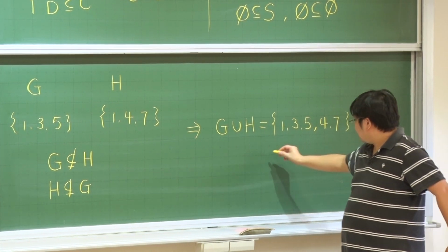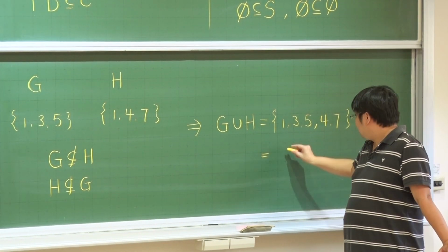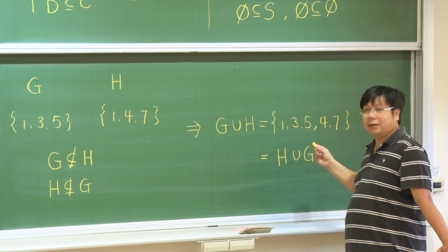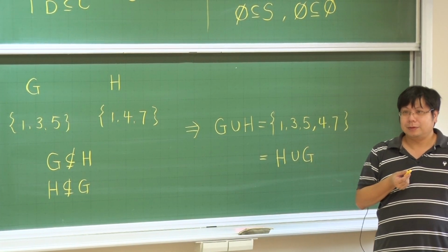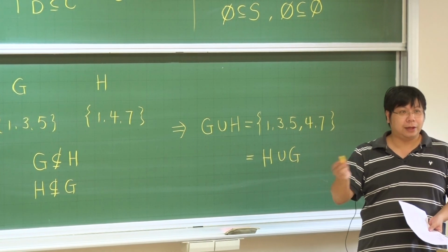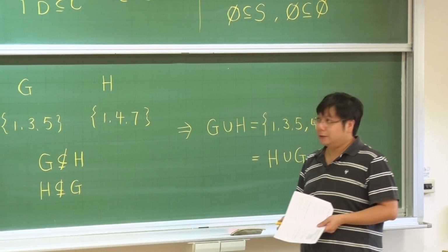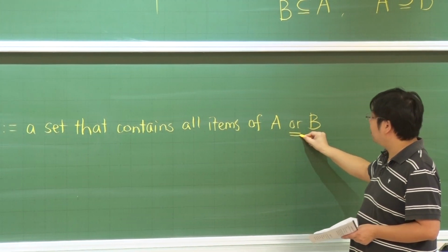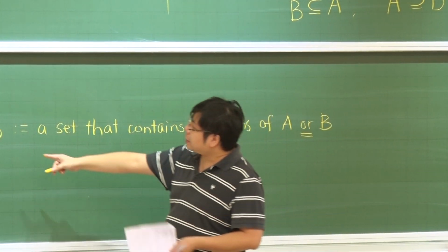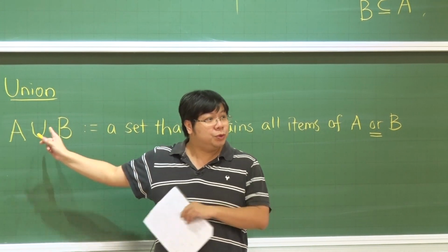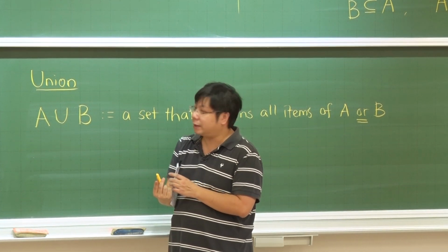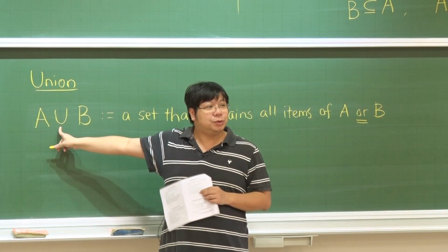Is that okay? And then this is also the same if you write it as H union G. Yeah, so the ordering of the union of two things doesn't matter. Okay? So the critical thing here is "or". And this is easy to remember because it is called the union operation. Union means join. You join things together. So it is a U symbol.